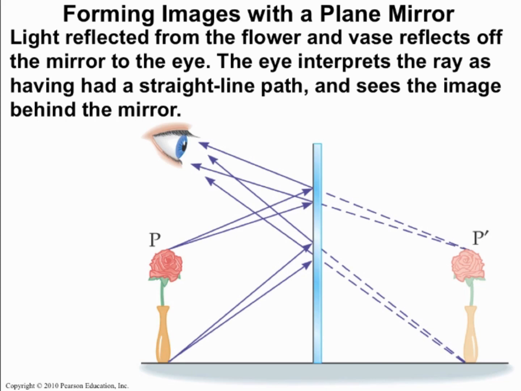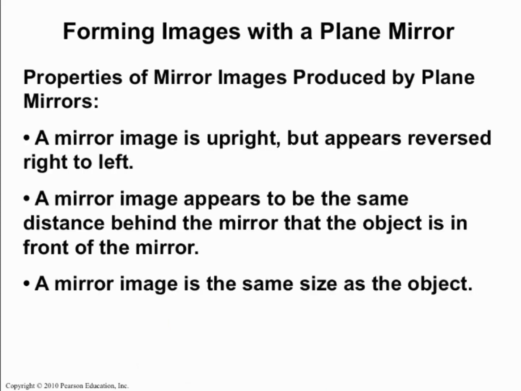If you take a moment to reflect on that, you'll see that it's true, that left and right switch, but your top, so that your forehead is going to be the forehead of the mirror image, and your feet will be the feet of the mirror image. There's no top-bottom flipping. So the properties of mirror images produced by plane mirrors are these. A mirror image is upright but appears reversed right to left.